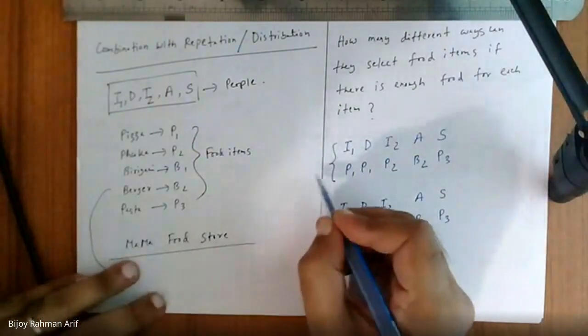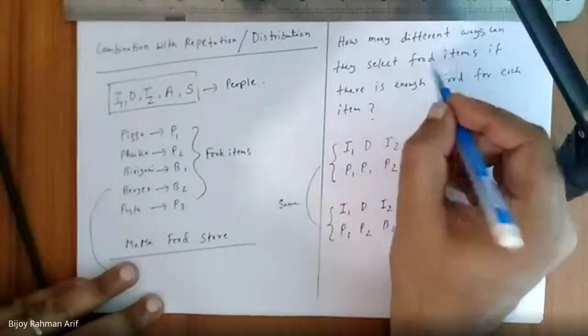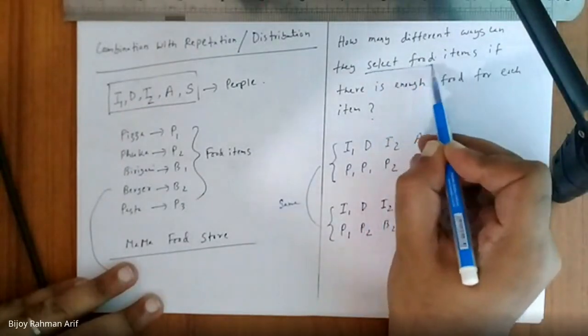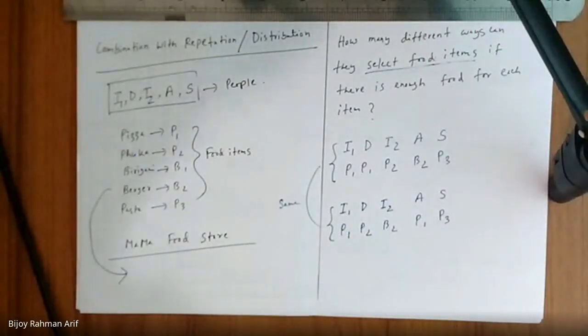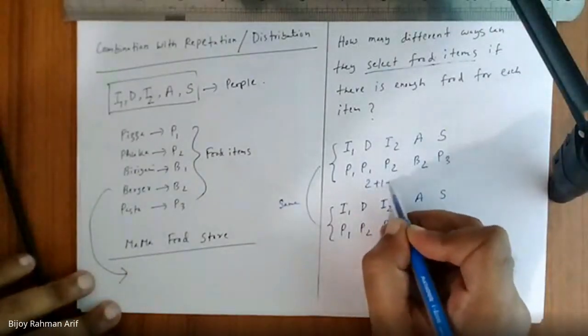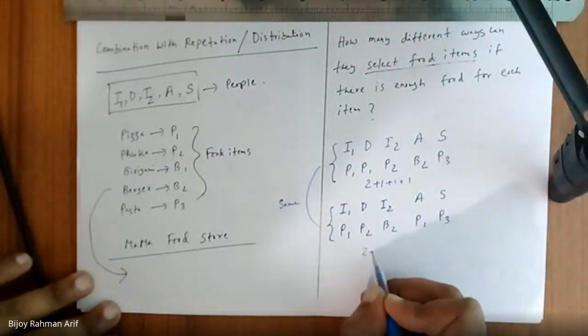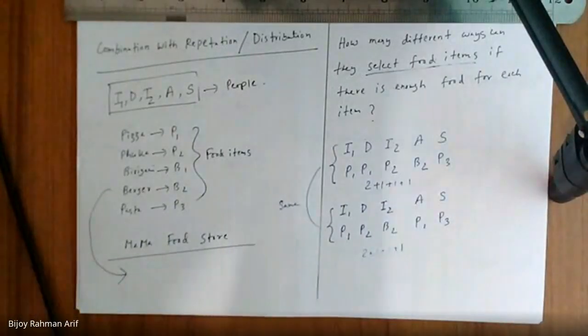They are actually the same, because here what is important is the selection of food items. How many food items are selected, that is important in this selection. If the answer is 2, then here it is 2 plus 1 plus 1 plus 1, and here it is also 2 plus 1 plus 1 plus 1 for the corresponding food items. They are the same, so they are actually the same selection. Here food items are important. Which person is having which item is not important. Did you get the point?